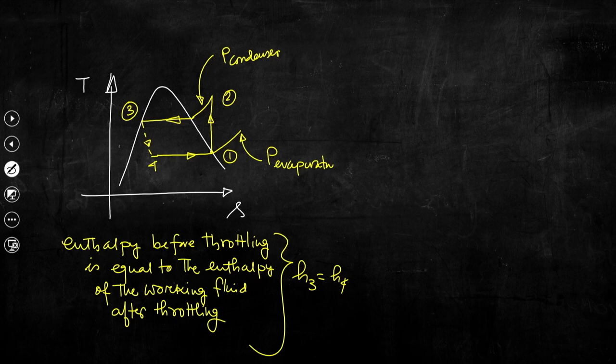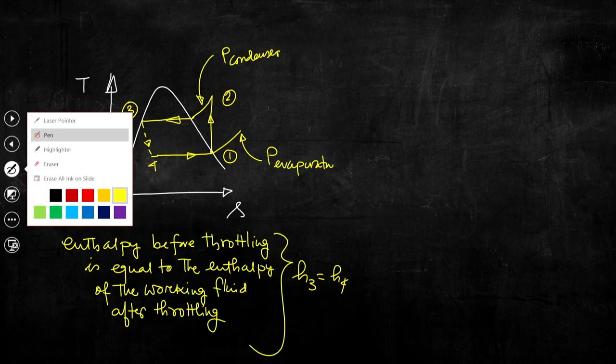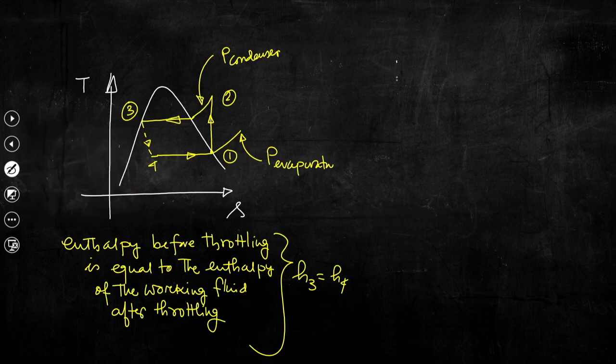So, the next objective should be to plot all these processes, or map all these processes, in another plane called the pH plane. For the steam power cycles we also mapped all the processes in the PV diagram, but here two processes are at constant pressure and one process is at constant enthalpy: enthalpy before throttling is equal to enthalpy after throttling. So, we can map all these processes in this pressure-enthalpy plane.